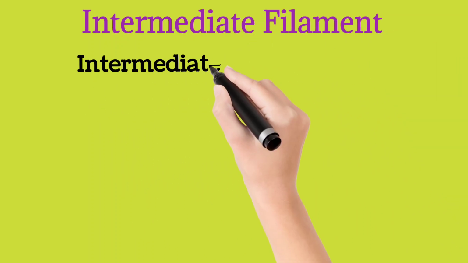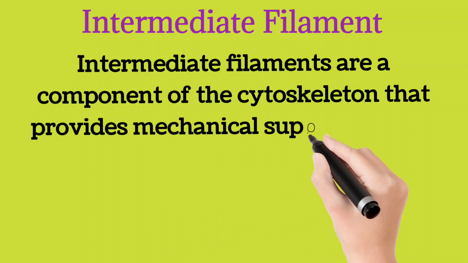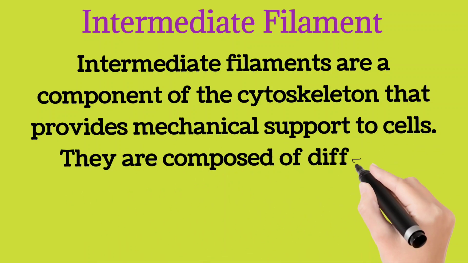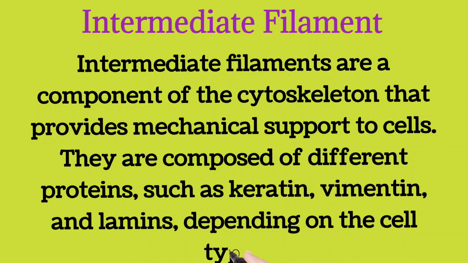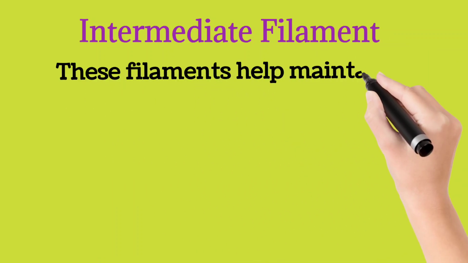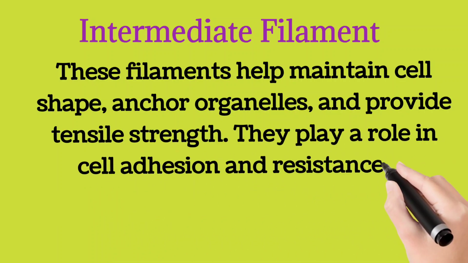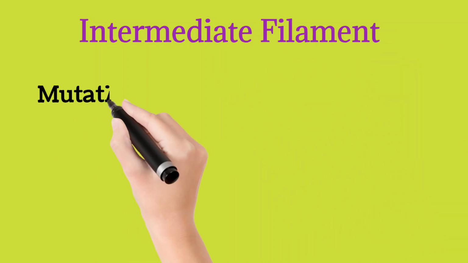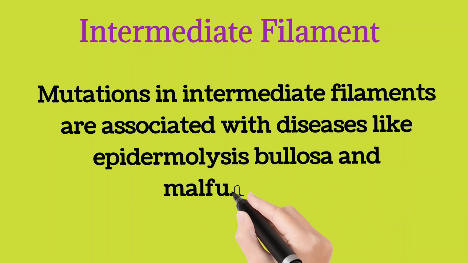Intermediate filament. Intermediate filaments are a component of the cytoskeleton that provides mechanical support to cells. They are composed of different proteins such as keratin, vimentin, and lamins, depending on the cell type. These filaments help maintain cell shape, anchor organelles, and provide tensile strength. They play a role in cell adhesion and resistance to mechanical stress. Mutations in intermediate filaments are associated with diseases like epidermolysis bullosa.